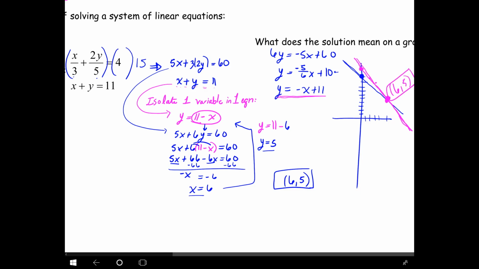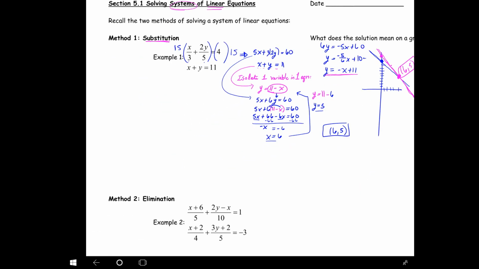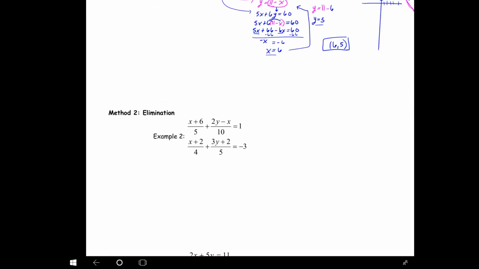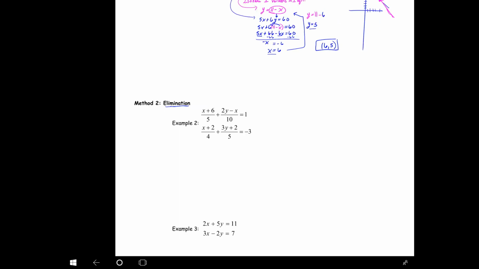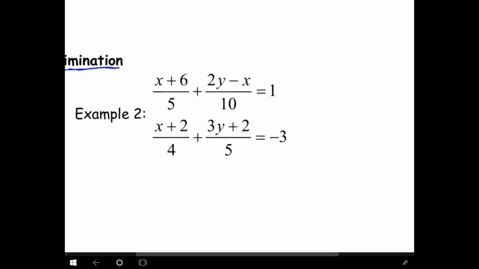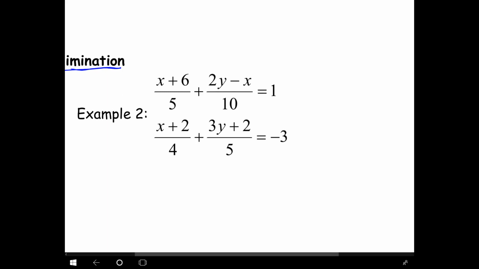So that's what it would look like graphically. Okay, let's move on. I know a lot of this is a review for you, so let's move on to the process of elimination. Elimination, you do not isolate a variable. You're going to line up your variables and then multiply to eliminate. So let's use the same process that we did to start with for the previous problem.